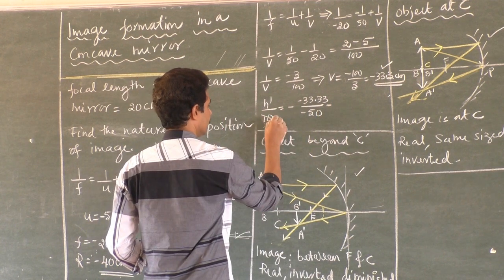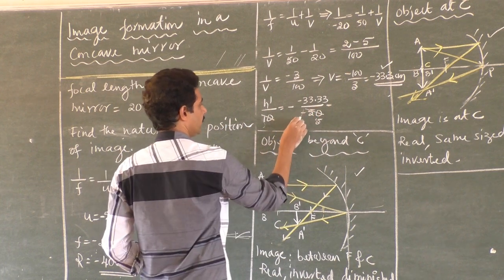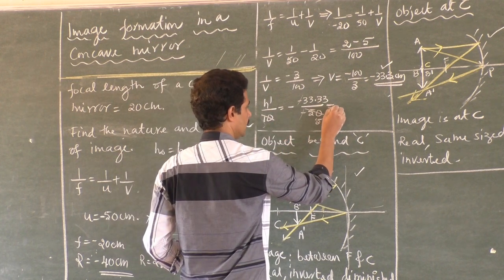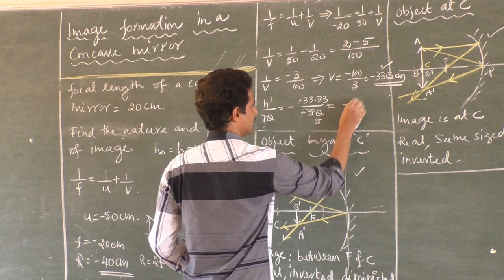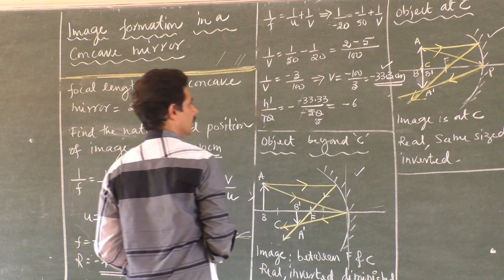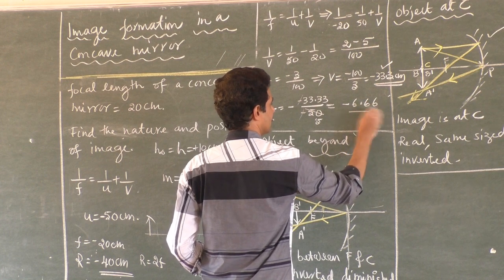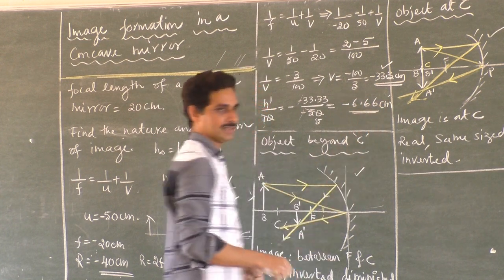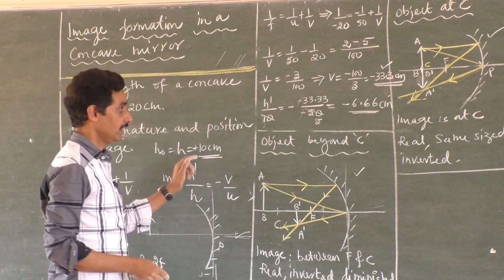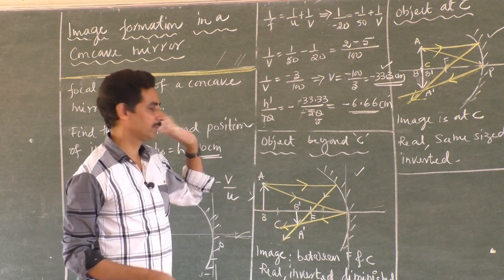This 10 will make this 5 times, and now we can divide. This minus will get cancelled with this minus, but one minus will remain. That is equal to minus 6.66 centimeters, which is lesser than 10 centimeters. Minus sign indicates that it is inverted and it is below the principal axis.